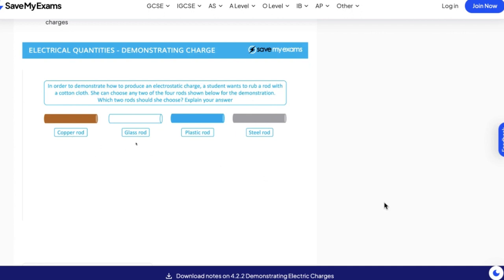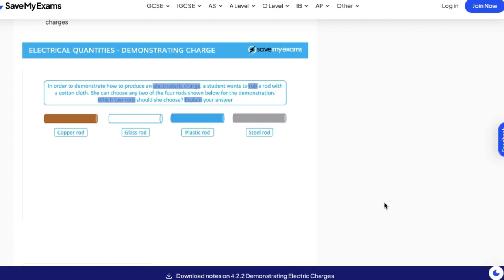So let's have a look at what we've been given. There's a copper rod, a glass rod, a plastic rod, and a steel rod, and we need to choose which 2 of these the student should be using to demonstrate this process of electrostatic charge. Let's highlight the key phrases in this question. We need to choose 2 of the 4 rods, and explain our answer. We need to choose which 2 rods will produce an electrostatic charge. The process we're going to use is rubbing the rods with a cotton cloth.